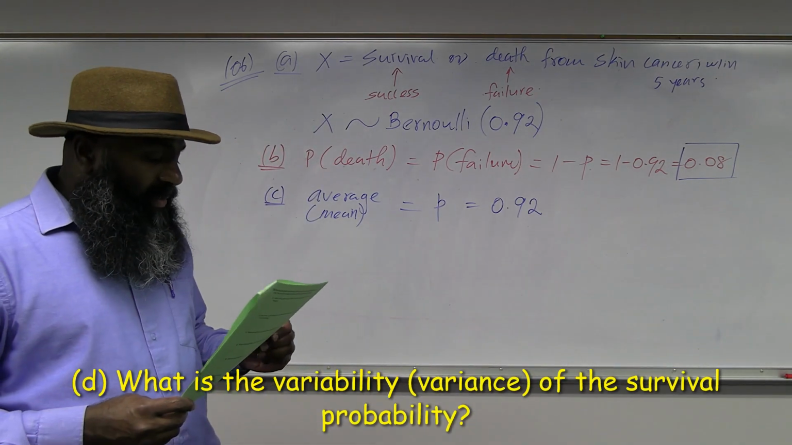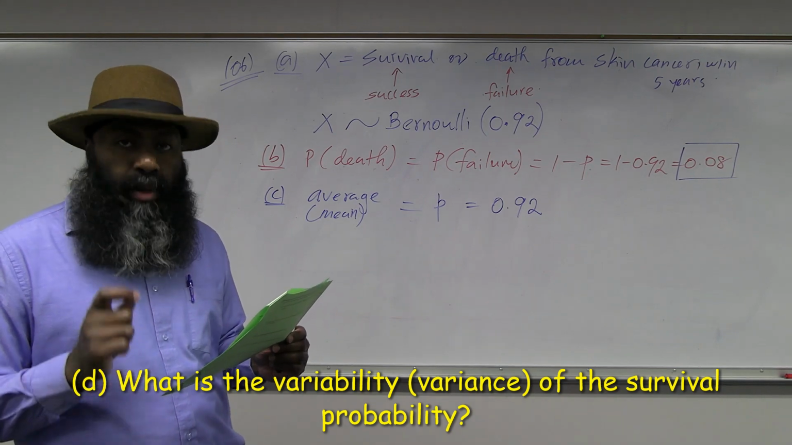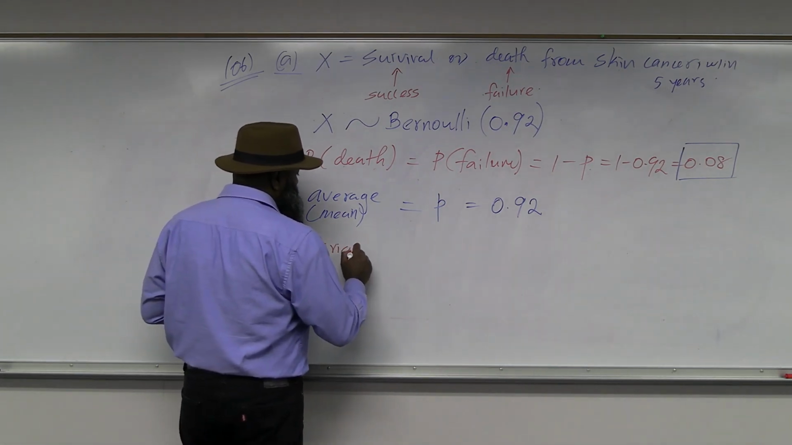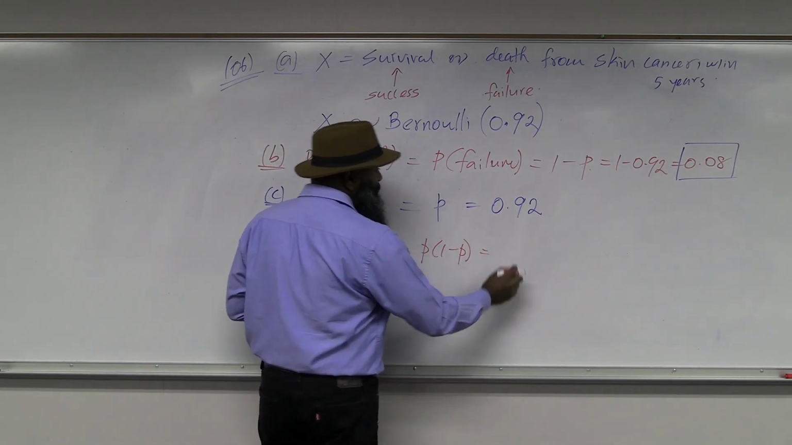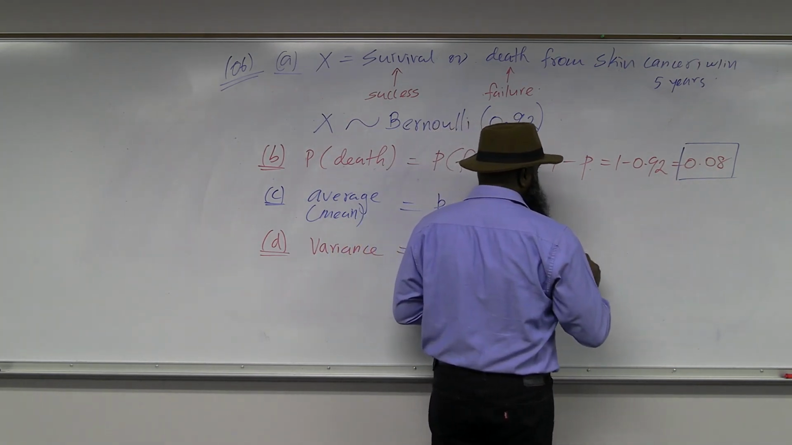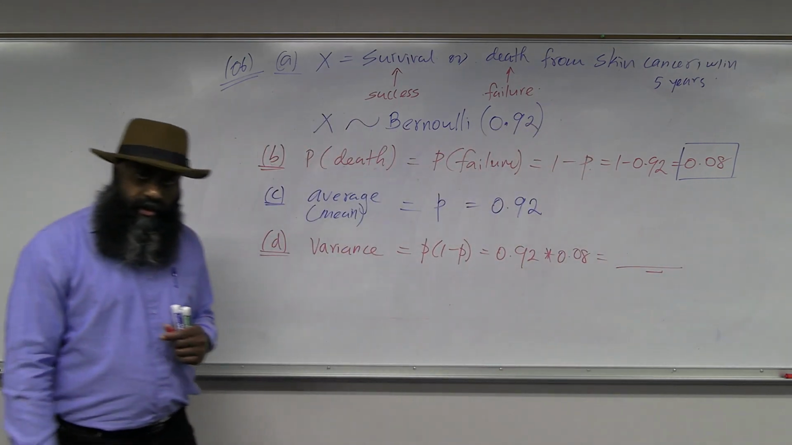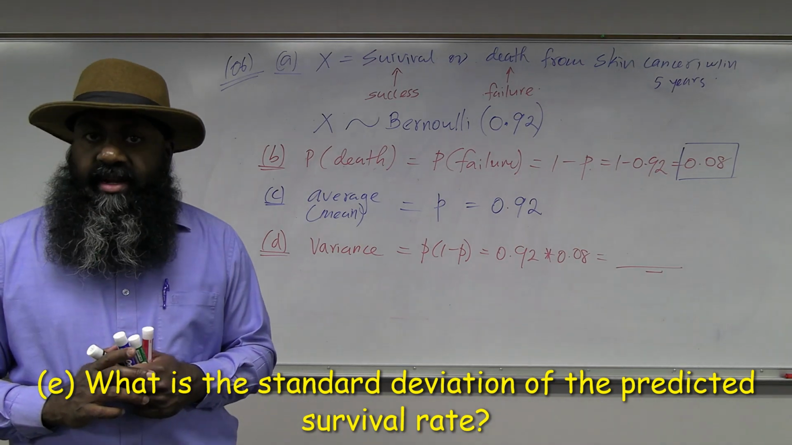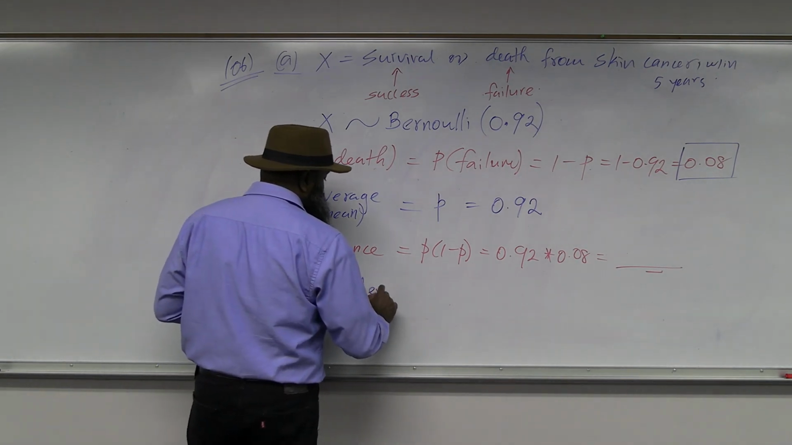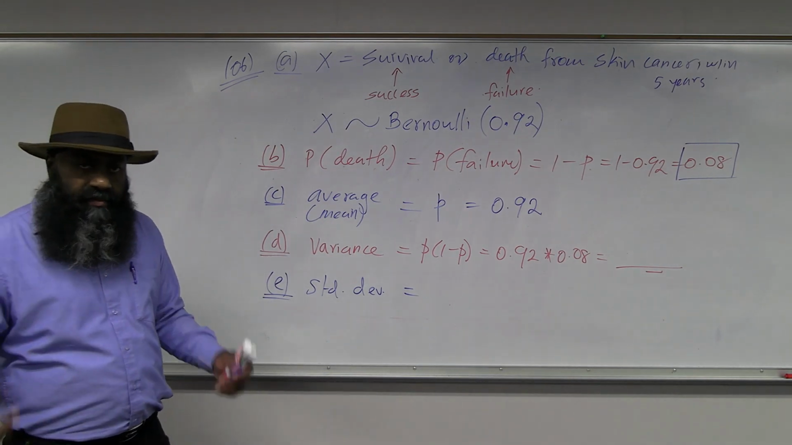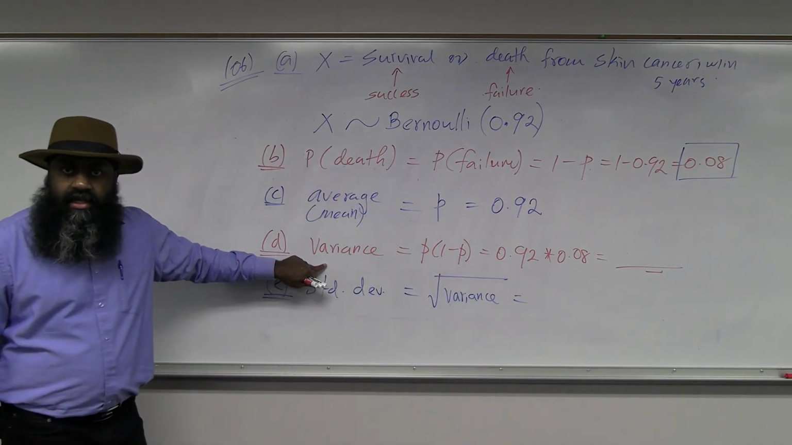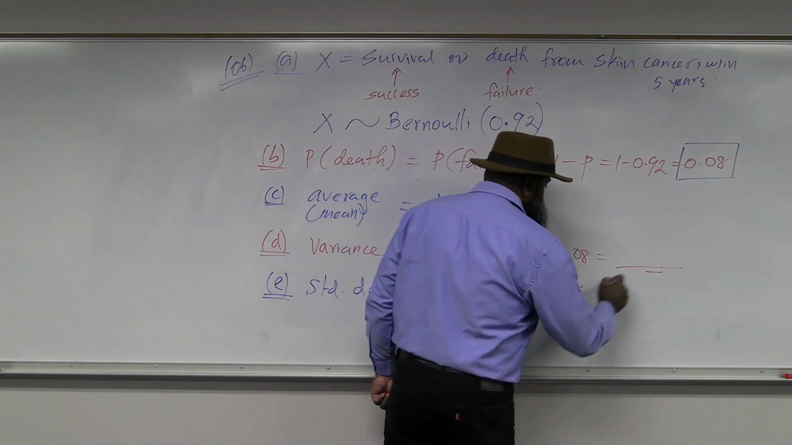And then part D, what's the variability or the variance of the survival probability? So the variance for binomial distribution was defined as p times 1 minus p. So p is 0.92, that times 1 minus 0.92, which is 0.08. So you can find this probability. And then what's the standard deviation of the predicted survival rate? How do you find the standard deviation? Standard deviation is always the square root of the variance, right? Square root of variance. So we already calculated variance in the previous step. Just take the square root of this number, you get the answer.